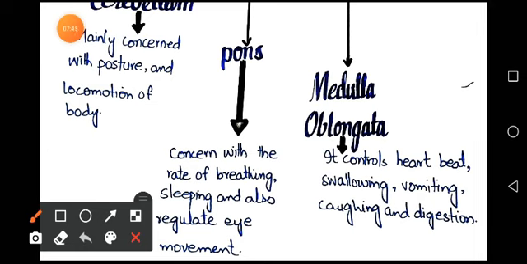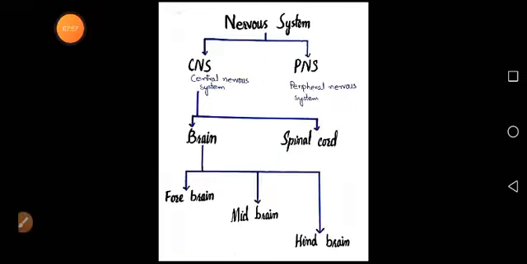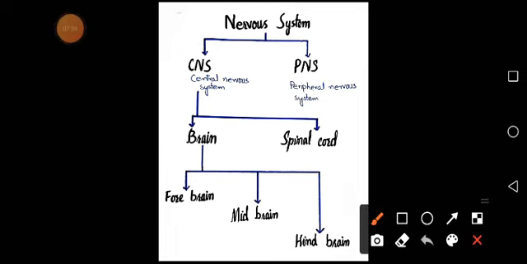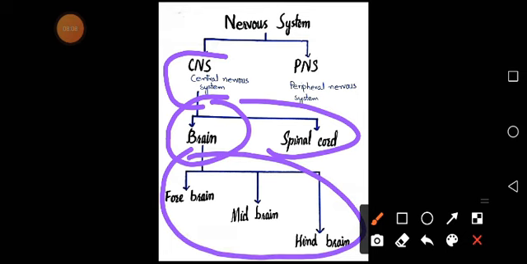So students, what is the function of medulla oblongata? It controls heartbeat, swallowing, vomiting, coughing and digestion in a human body. Students, the nervous system is divided into two parts, that is CNS and PNS, and CNS is further divided into two parts, that is brain and spinal cord. So as we have discussed the brain and its types, now we will discuss the spinal cord.